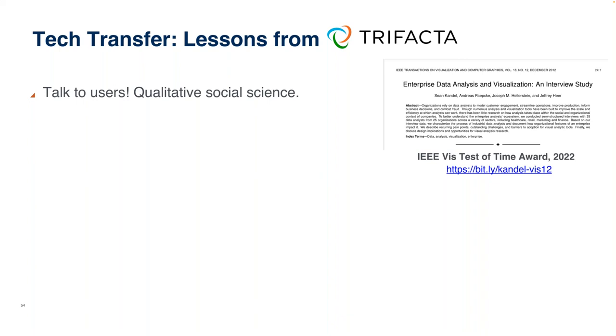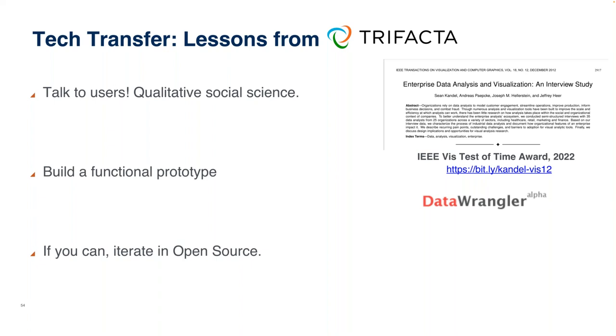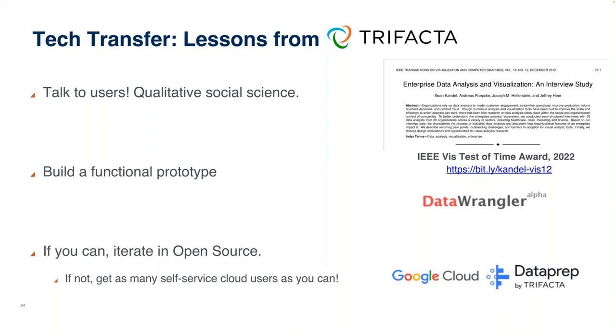That prototype garnered a lot of usage. Ideally, then you take your open source and you iterate with users, and it becomes hardened and more featureful over time. With a visual tool like Data Wrangler, that is less frequent. Open source visualization isn't really a thing so much. And so we ended up doing the alternative, which is just get lots of self-service users.